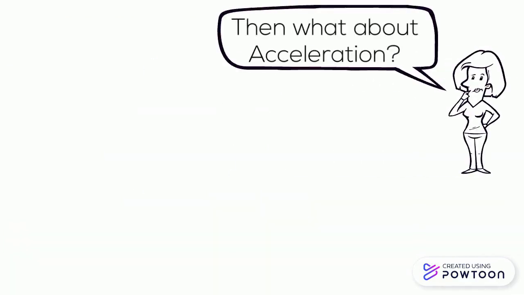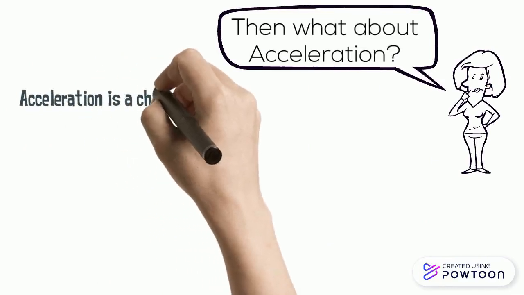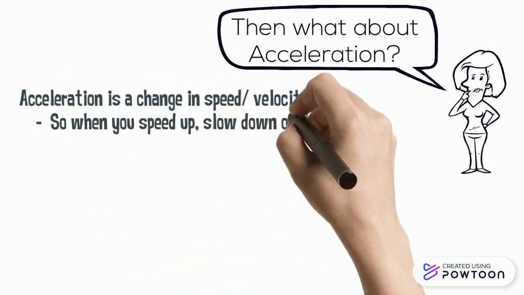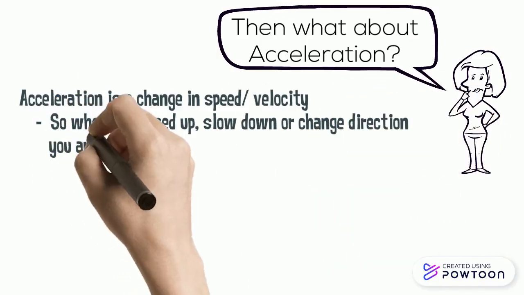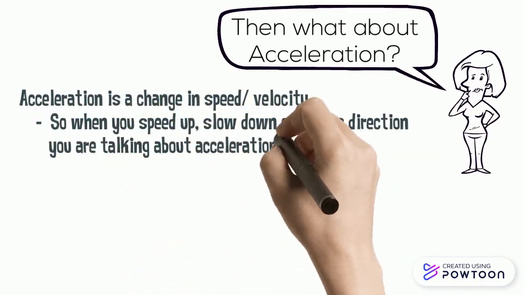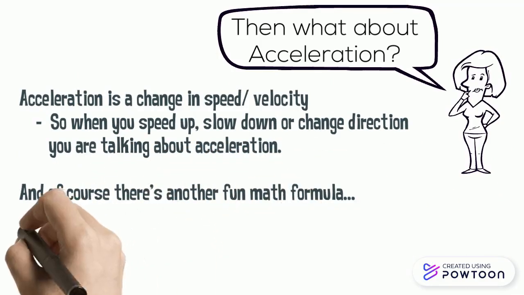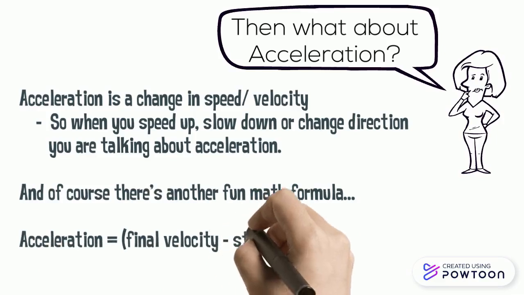We've done speed and velocity, now it's on to acceleration. Acceleration is simply a change in speed or velocity. So speeding up, slowing down, changing direction, those are all acceleration. Our math formula says acceleration equals final velocity minus starting velocity, divided by time.